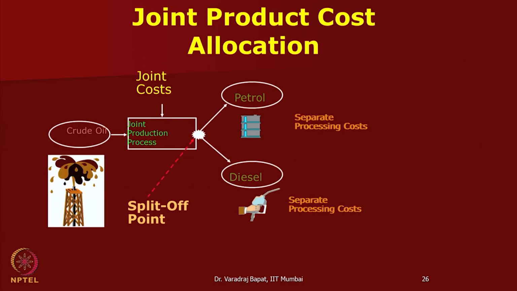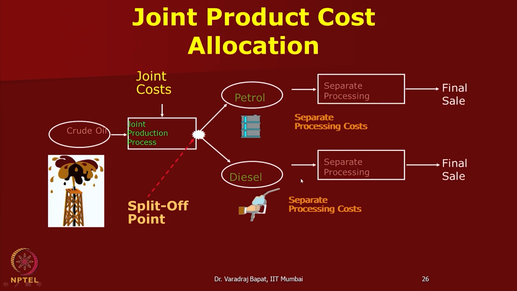This is how the graph looks like. So, crude oil is an input. We need to pass it through the refining process, which is a joint production process. So, the costs which are incurred in the process are joint costs. At a split off point, the two products, for example here petrol and diesel, separate out, and you may have to incur some extra costs post separation. They are called separate processing costs, and then you will be able to finally sell the product.